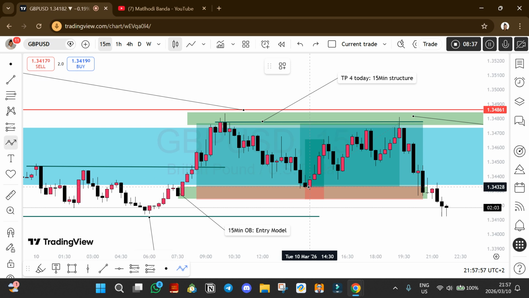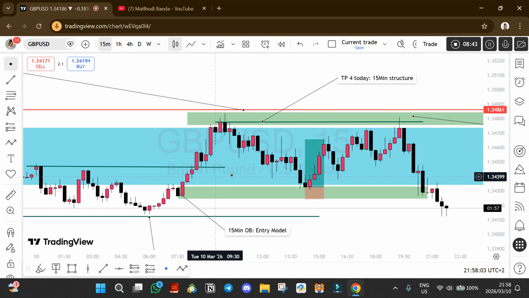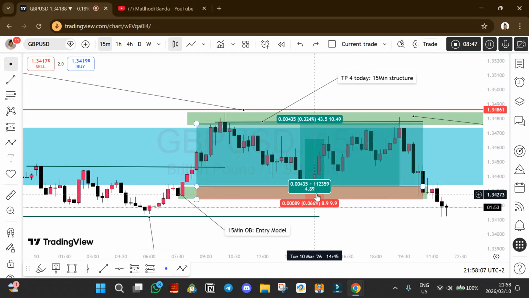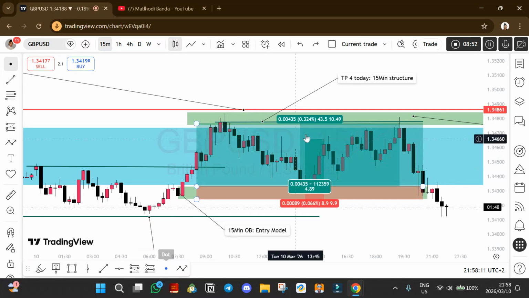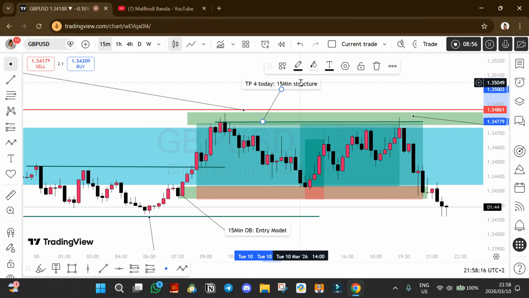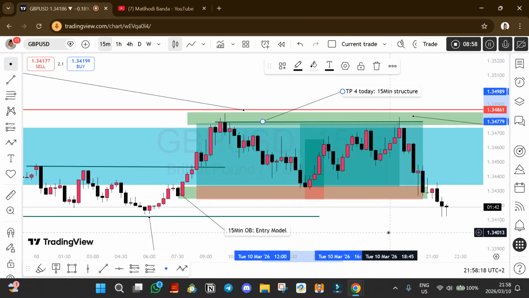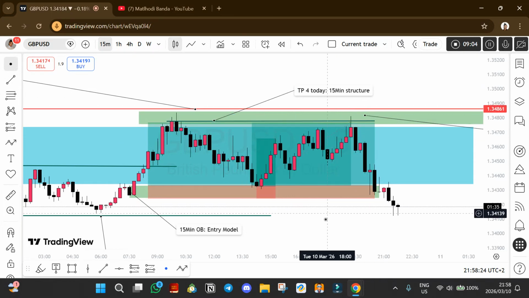So yeah, guys, cool. Now you can see over there, right? This was the entry, perfect, perfect entry. Little to no risk on the table, and then my take profit area was this. My TP for today is this 15-minute structure, the top of this 15-minute structure. You can see at 19:15 p.m. that take profit was hit.